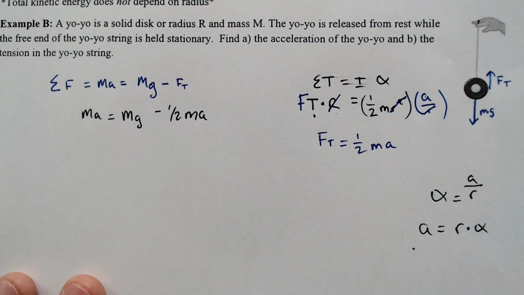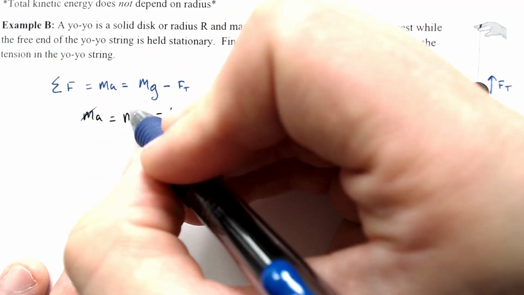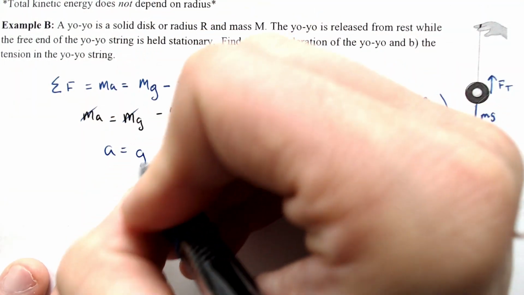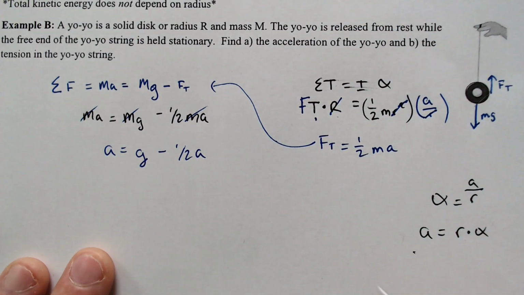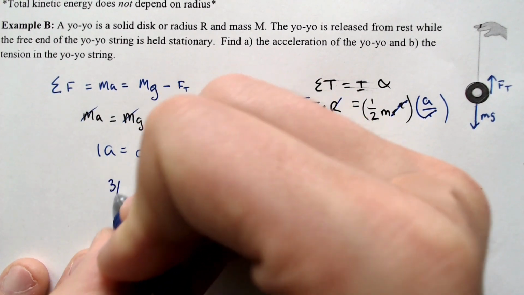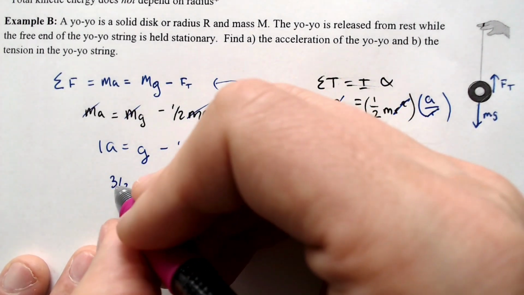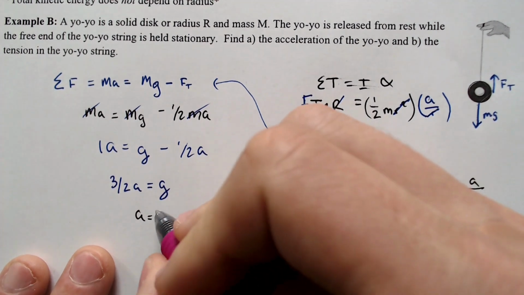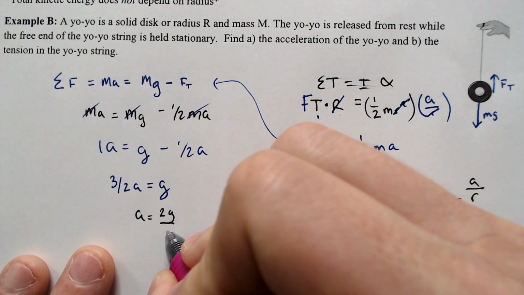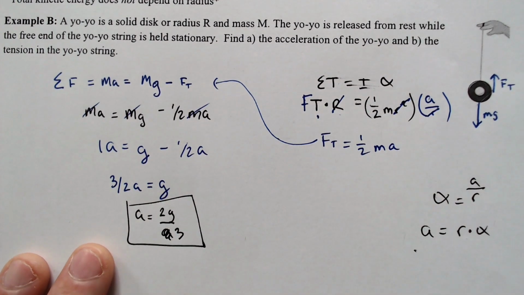We're getting closer to figuring out what the actual acceleration of the yo-yo is going to be in the downward direction. So all of these have a mass that would cancel out. We end up with acceleration is equal to g minus 1/2 of acceleration. We need to add that 1/2 over. If you add 1/2 to 1, you end up with 1.5, or 3 over 2 a, is equal to g. And then if you solve for acceleration, you would end up dividing by 3 and multiplying by 2, so you would end up with a equals 2g over 3. There's our acceleration.